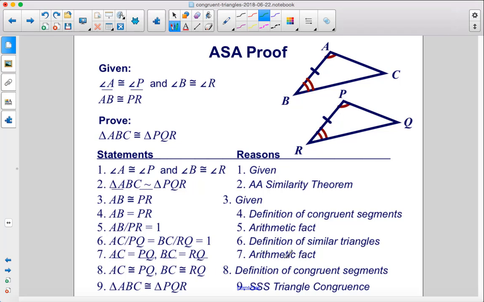It's an arithmetic fact that you can then rearrange it to say AC equals PQ, BC equals RQ, because that's an arithmetic fact. Then we see that AC is congruent to PQ, BC is congruent to RQ. That's the definition of congruent segments. Therefore, by the side-side-side triangle congruence, the triangles are congruent.